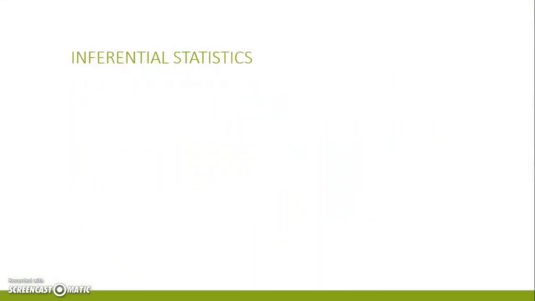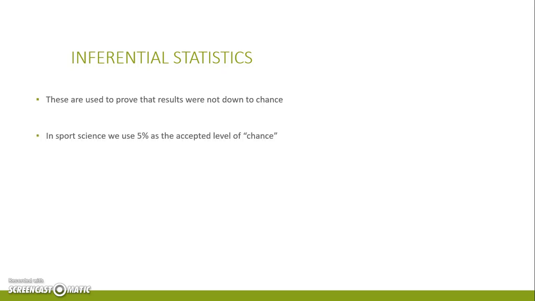This branch of research methods is called inferential statistics. We need this because we need to prove that results are not down to chance. You need to show when you're doing research that you have not fluked your results and that it has made an important impact on sports science.